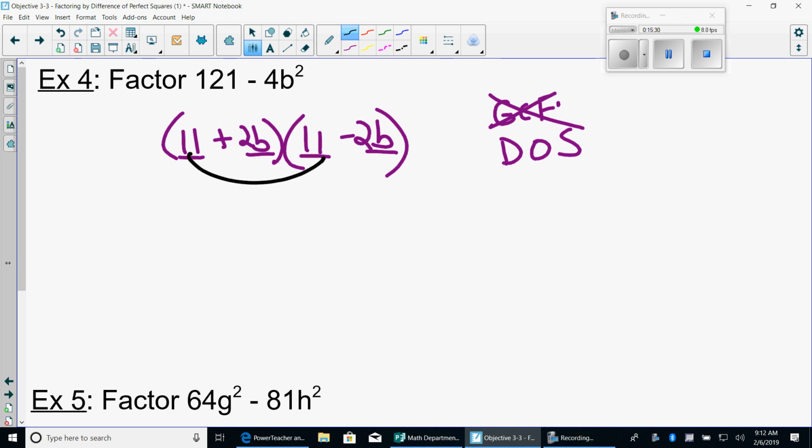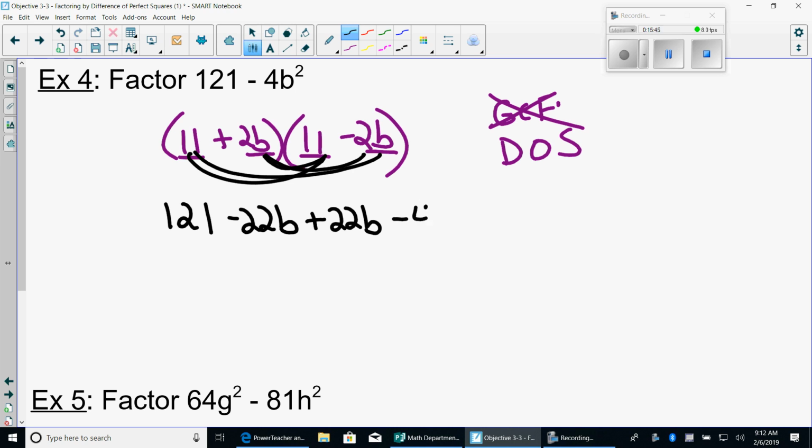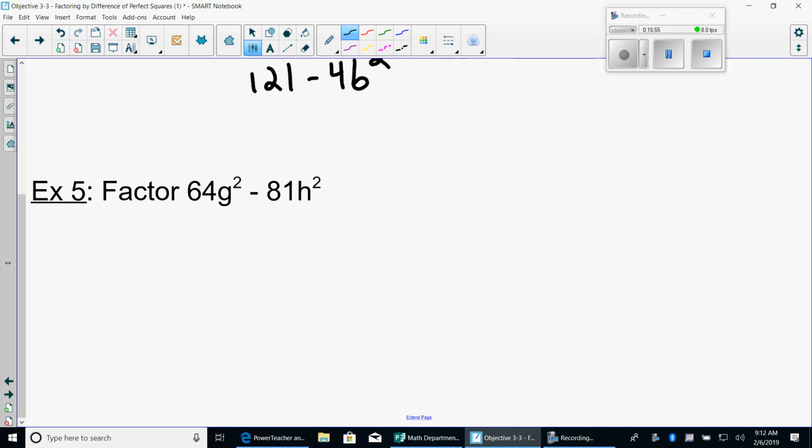11 times 11, 121. What's 11 times negative 2b? Negative 22b. And then 2b times 11 is positive 22b. And then 2b times negative 2b is negative 4b squared. Those cancel, and you get your original. Okay? If we go down to the bottom, we're going to break it into 2. So what times what?